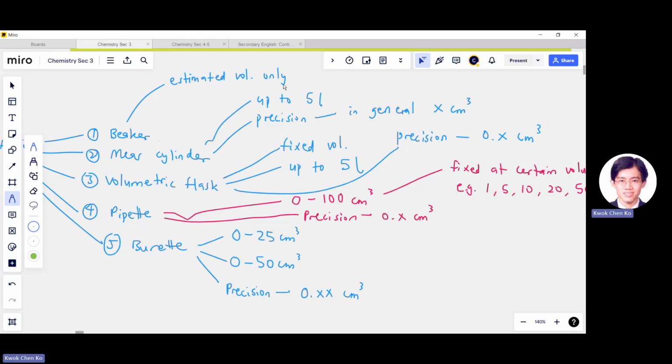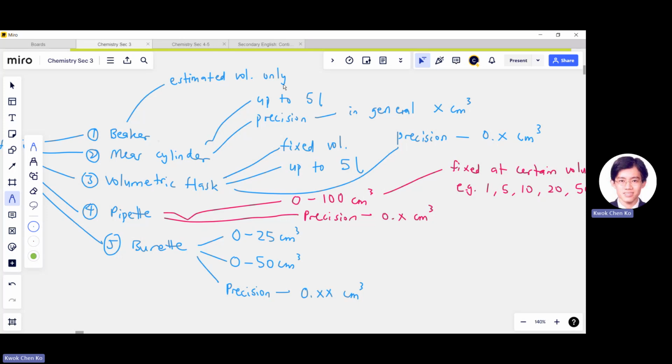Now tell me, is this a volumetric flask? Is this the same as the volumetric flask? This is a conical flask.